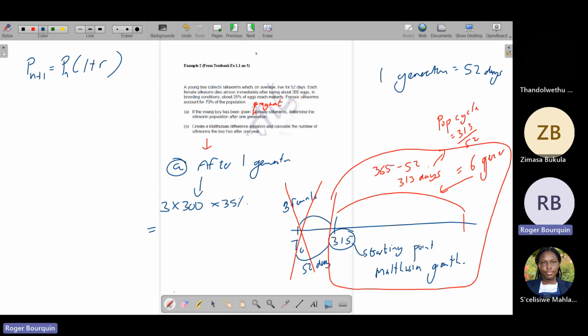The only time I wouldn't is if it's like in 500 years' time. You don't write it out 500 times. Okay, so in this formula now that we're going to use, what's P0? 350. I'm using this as P0. So what am I looking for? I'm looking for P6, right?